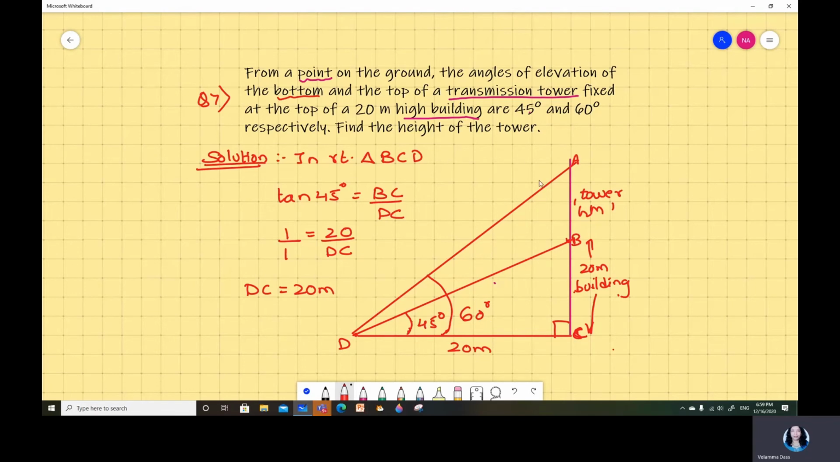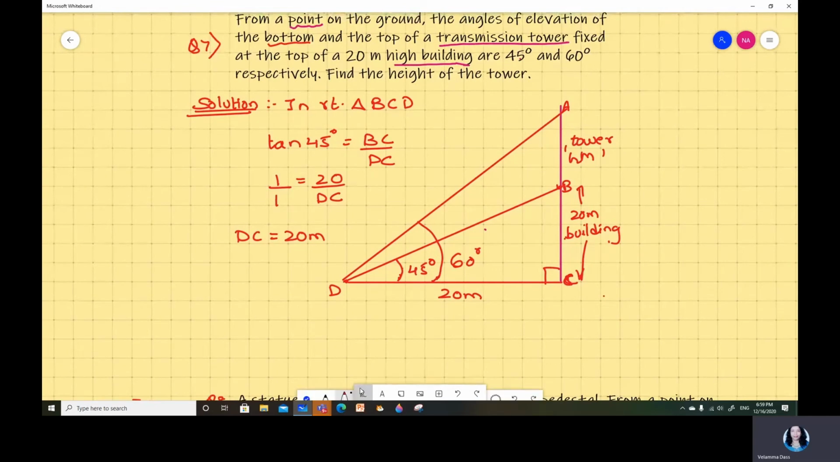Once we got that, now our aim is AB. Let's consider the bigger right angle triangle. So here in right angle triangle ACD, we will consider tan 60, that is equal to AC, that is opposite, upon DC, that is adjacent.